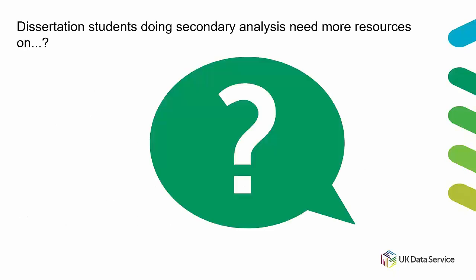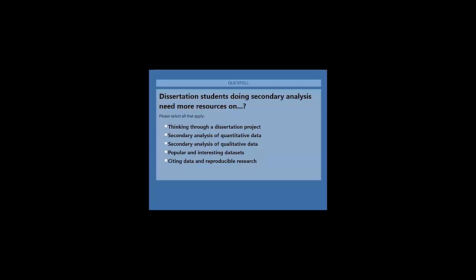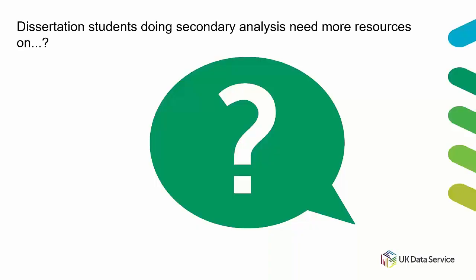So just before I hand over to Jen to conclude, I have one more poll. This is just to find out a bit about what kind of resources you think might be helpful when working with secondary data. So dissertations doing secondary analysis need more resources on thinking through a dissertation project, secondary analysis of quantitative data, secondary analysis of qualitative data, popular and interesting data sets, and how to cite data and make reproducible research. Are we able to?